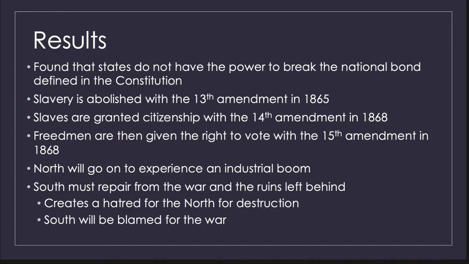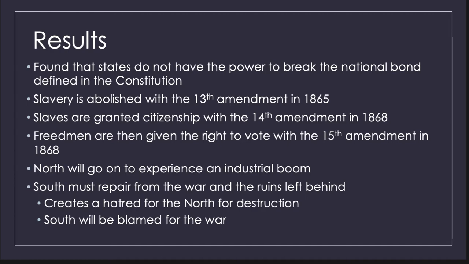passed in 1868. After the war, the North is going to go on to experience an industrial boom, that's what our whole next unit is on. But the South is going to have to repair themselves from the war.